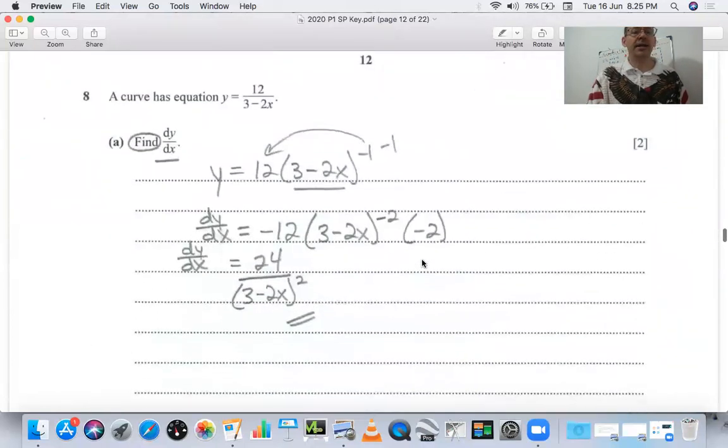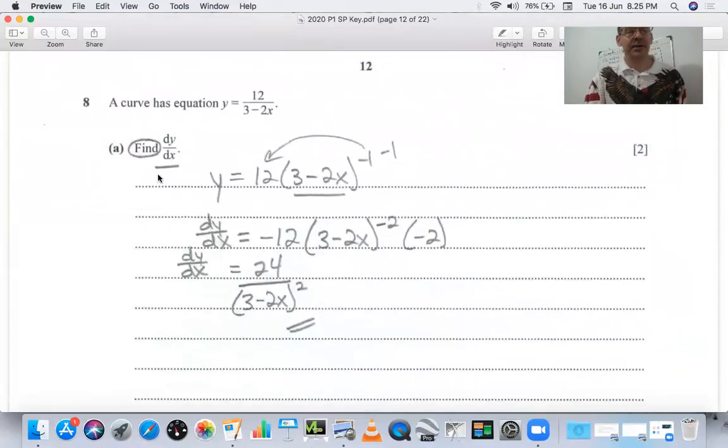So moving on, here we are looking for a derivative, find dy dx. So now we're in the derivatives unit. Here's the original equation, y equals 12 over 3 minus 2x. Again, with derivatives and integrals, the formula is an exponent formula. So I bring the 3 minus 2x up and raise it to the -1 power. So 12 times 3 minus 2x to the -1 power.